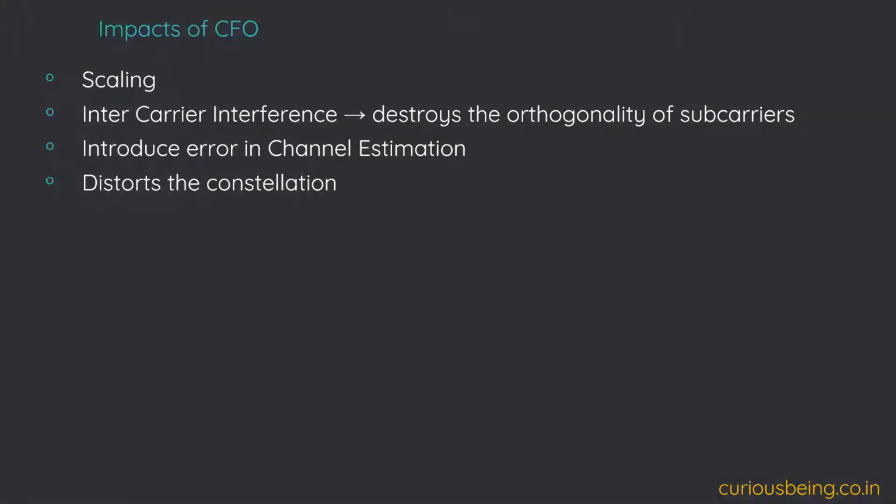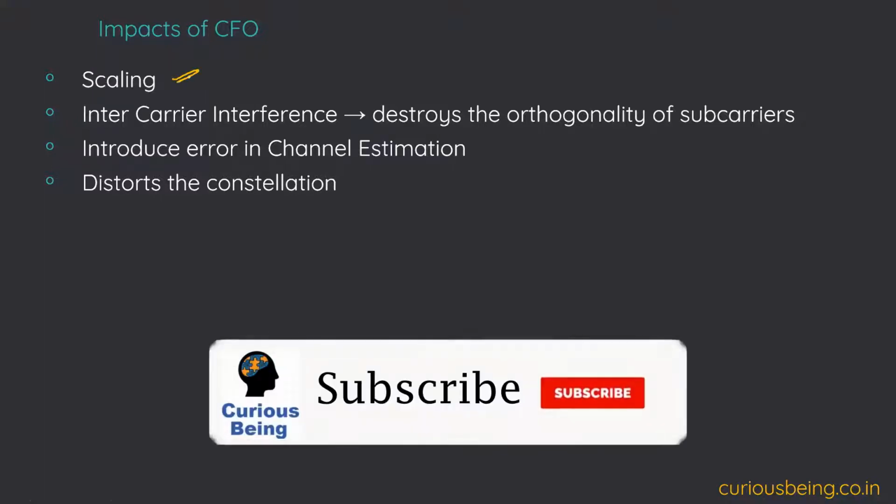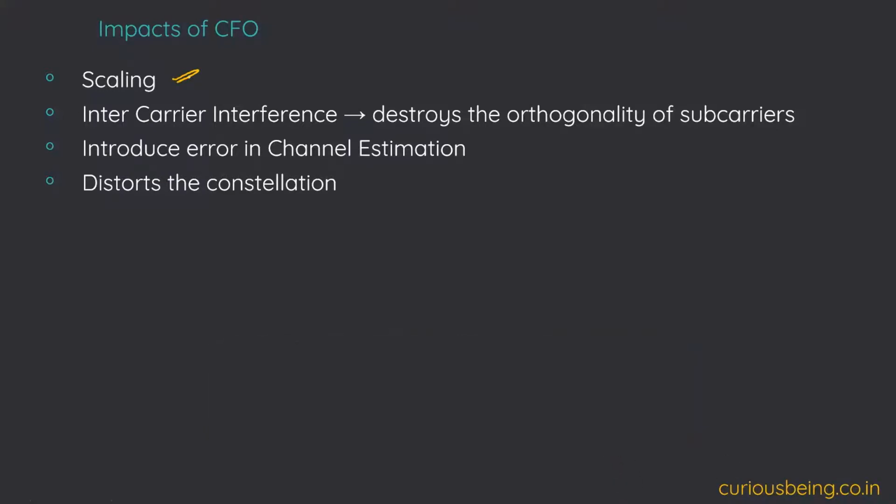So what are the impacts of CFO? It introduces some scaling. This part we will understand more when we actually look at the signal model. It also introduces some intercarrier interference. This problem is very severe. If the amount of intercarrier interference, also commonly known as ICI, increases, then obviously it degrades the performance very severely. Then it introduces errors in channel estimation, and obviously it distorts the constellation.